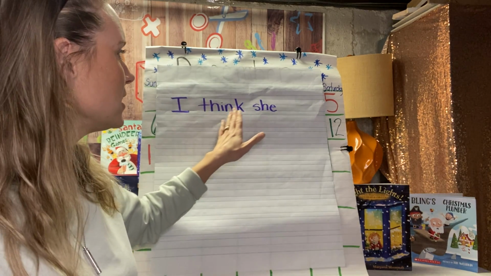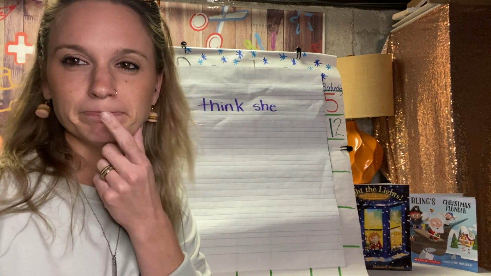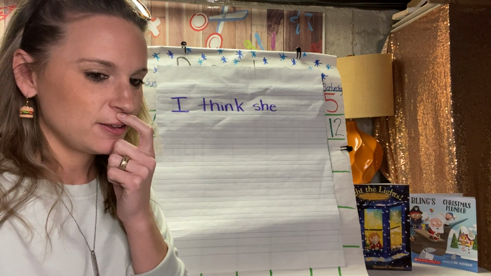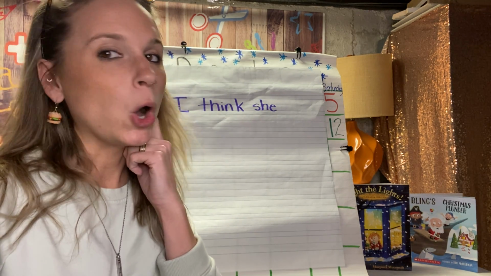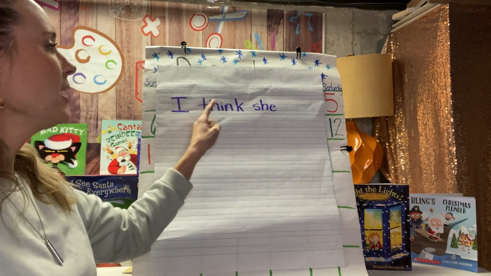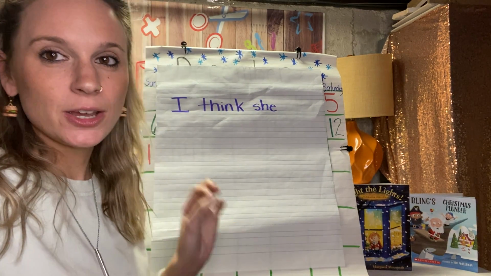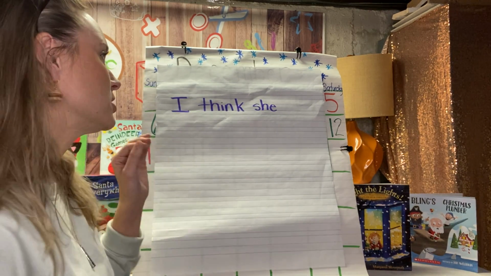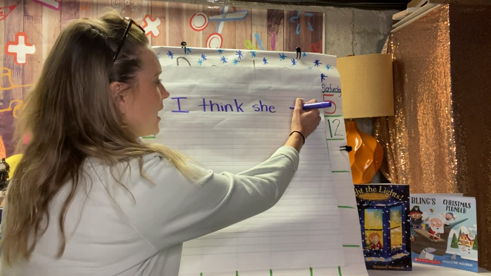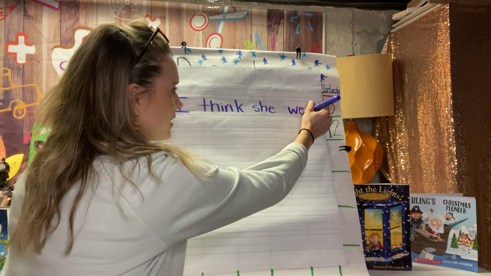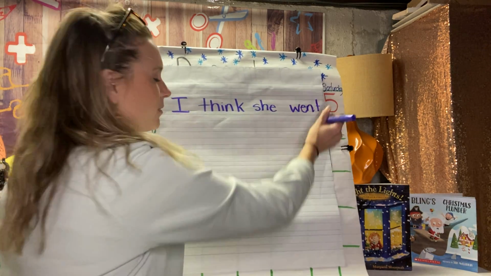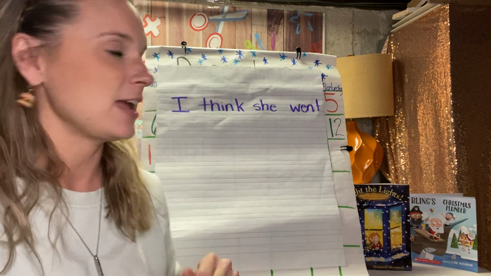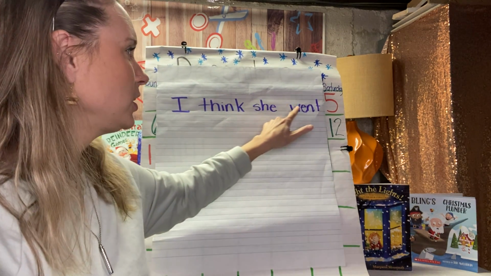So I think she, I'm going to say, I think she went home. That's what I'm going to say. I think she went home. So the word went is a sight word. So that word we have to spell correctly, okay? So that word is W-E-N-T, right? We talked about that, right? Because went is W-E-N-T, right? So I think she went.